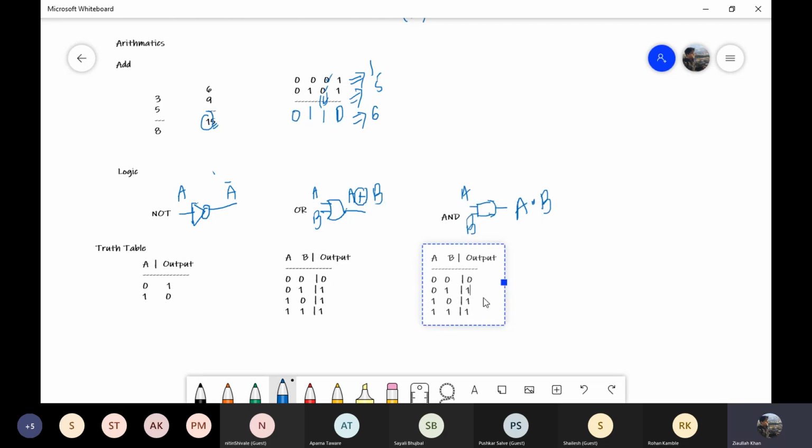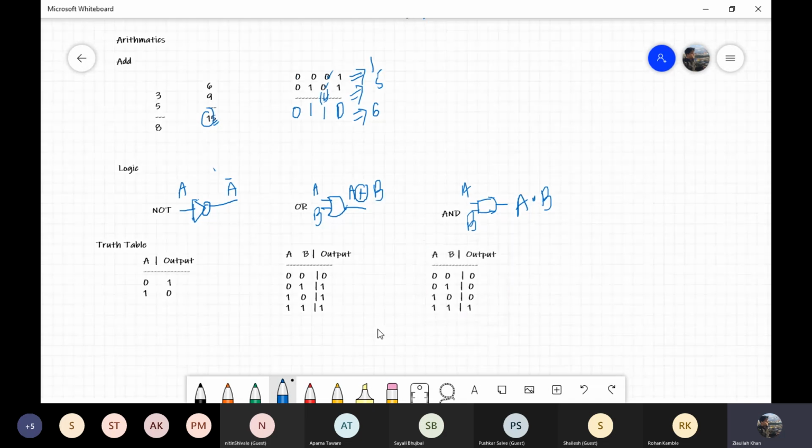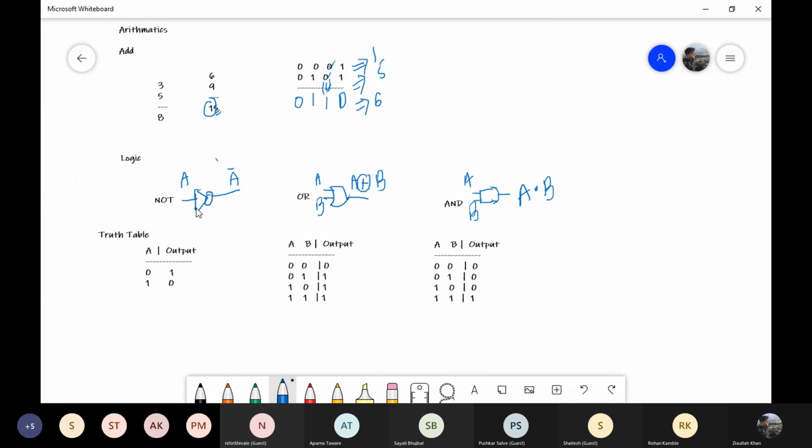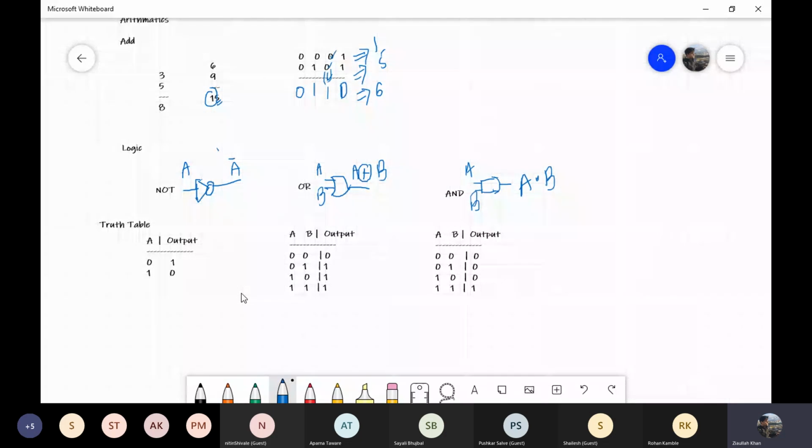So the output is both the lines, they have to be 1 if you want an output of 1. Right? So these are three logic gates that are present in all the electronic devices, all the microprocessors, microcontrollers that you receive, that you work with. Right? So things become very interesting when we start putting these gates together and start implementing little electronic circuits.